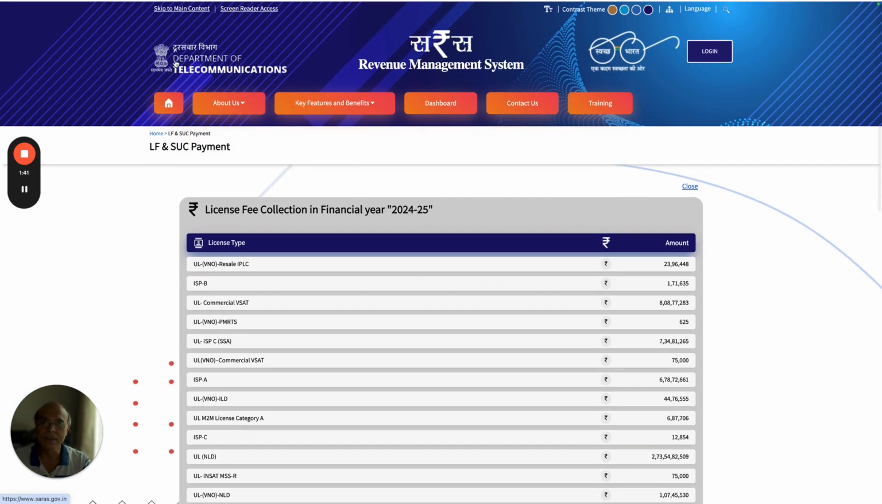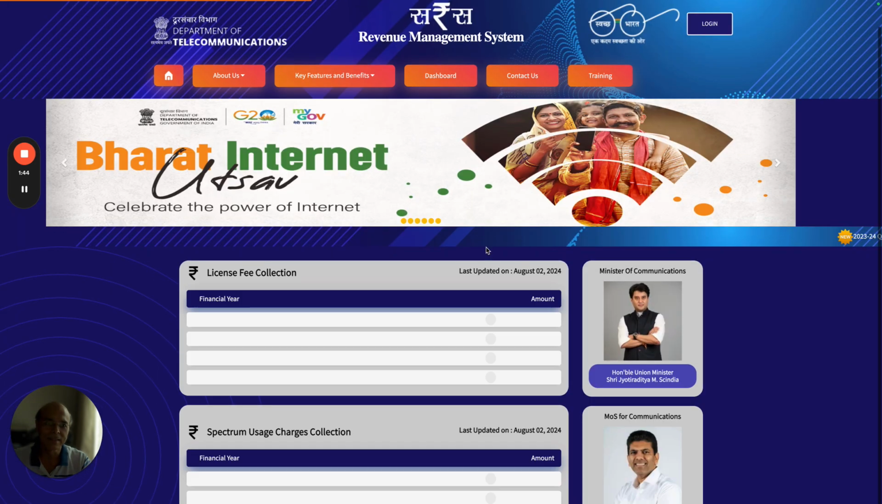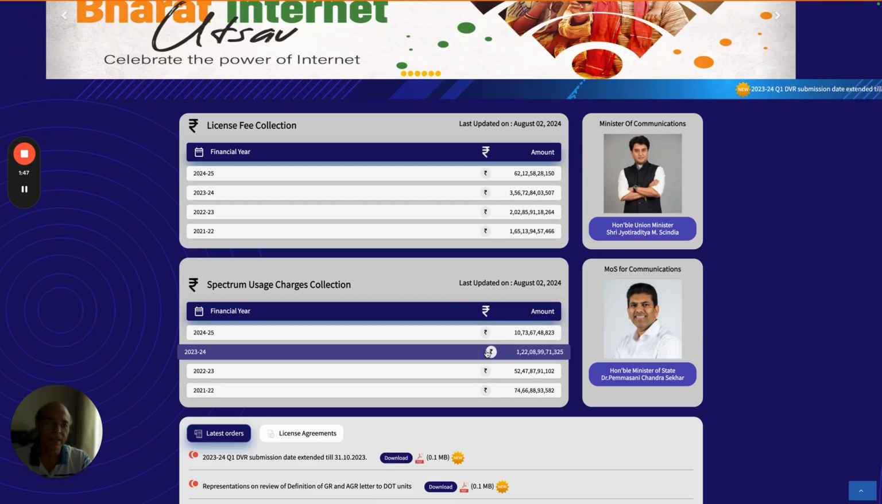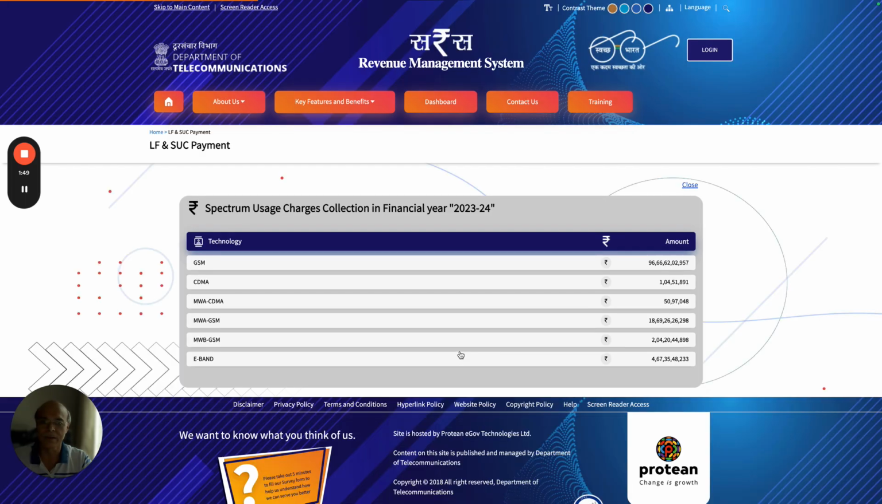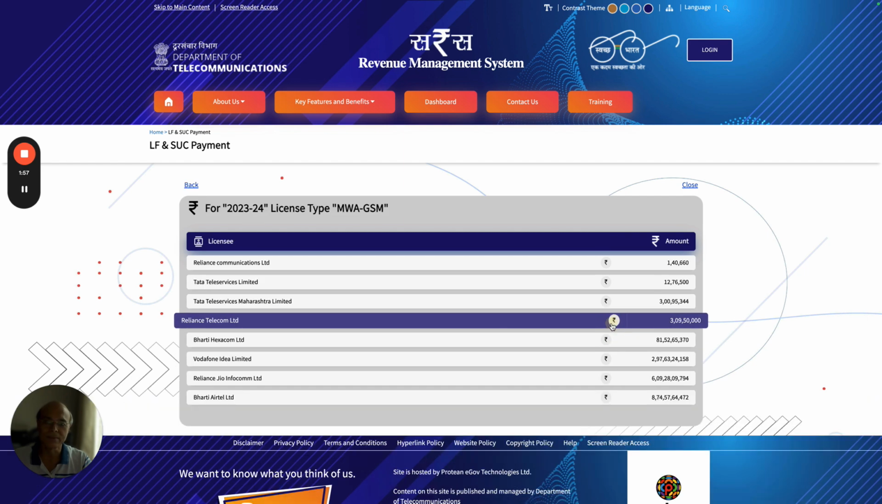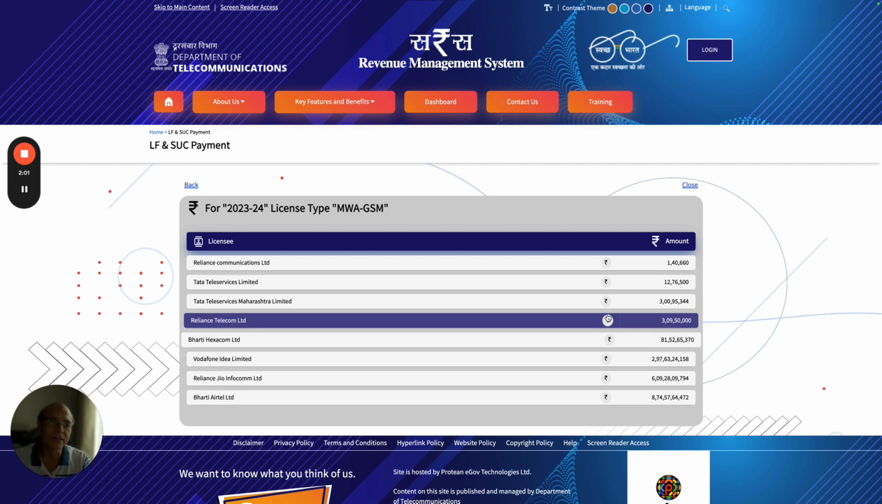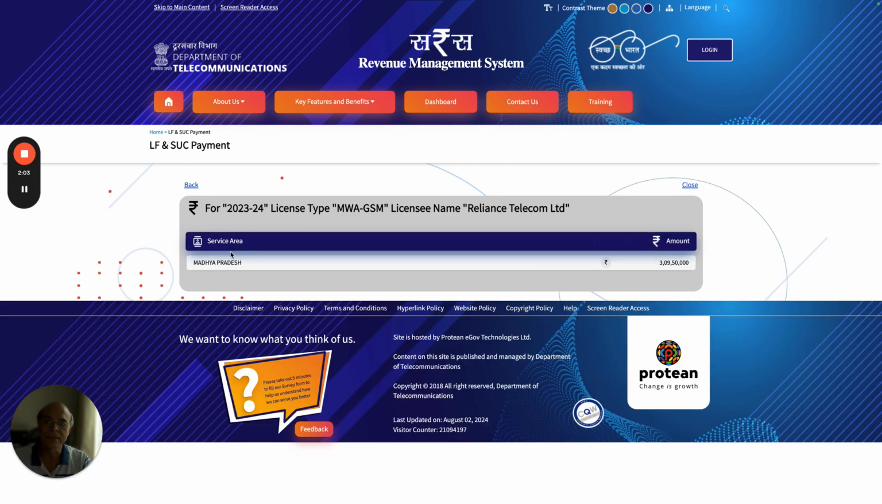Similarly, as far as spectrum usage charges are concerned, you will get a similar kind of experience. You have to go there and drill down. For example, if I do FY23-24, then we have various licenses, GSM license, you drill down, then you'll get the operators, right? Then you go back and drill down GSM micro, then you get the operators, like that. Then you can further drill down and see where these operators are operating.